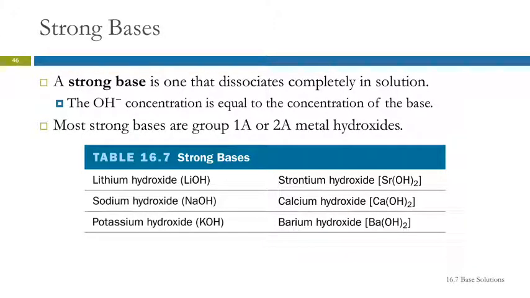Strong bases. A strong base is one that dissociates completely in solution, and we end up with the hydroxide ion concentration being equal to the concentration of the base, because it completely dissociates. Most of the strong bases are either group 1A or group 2A metal hydroxides. So we've got lithium hydroxide, sodium hydroxide, potassium hydroxide. Those are group 1A. Here's group 2A: strontium, calcium, and barium hydroxides. These are going to give us 2 moles of hydroxide for every 1 mole of the base.